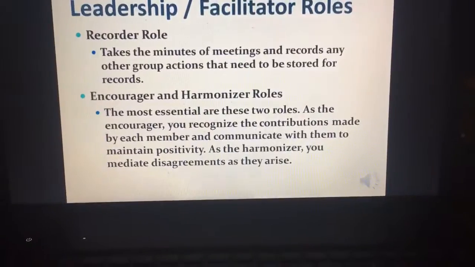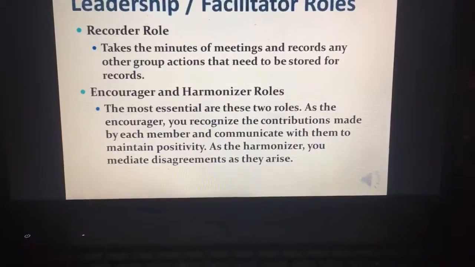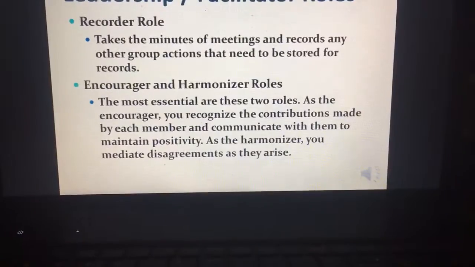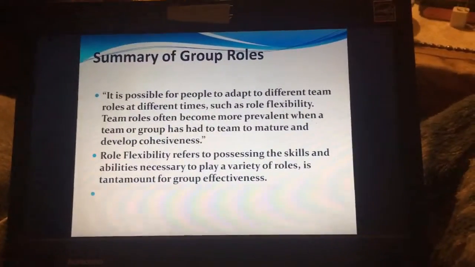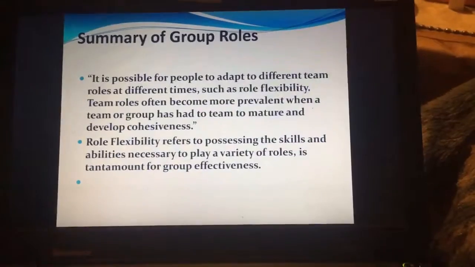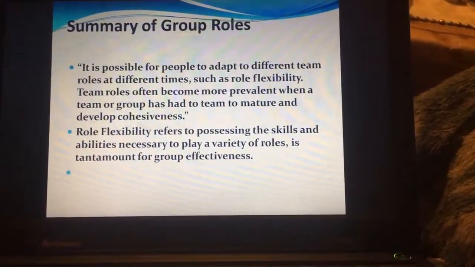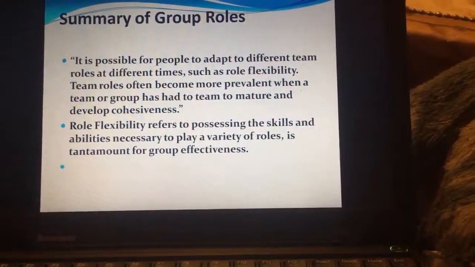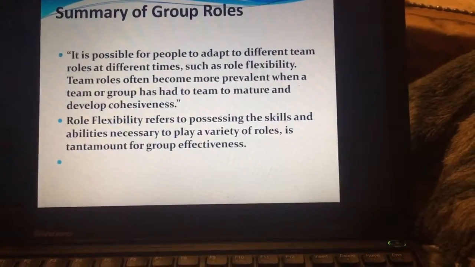Encourager and harmonizer: the most essential are these 2 roles. As the encourager, you recognize the contributions made by each member and communicate with them to maintain positivity, and as the harmonizer, you mediate disagreements as they arise. It is possible for people to adapt to different team roles at different times, such as role flexibility. Team roles often become more prevalent when a team or group has had to mature and develop cohesiveness. Role flexibility refers to possessing the skills and abilities necessary to play an important role in group effectiveness.